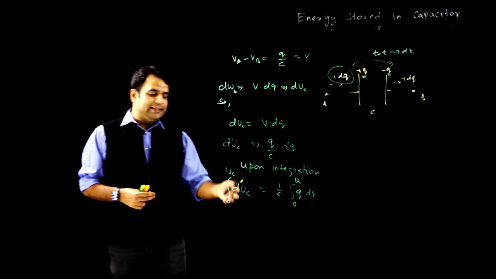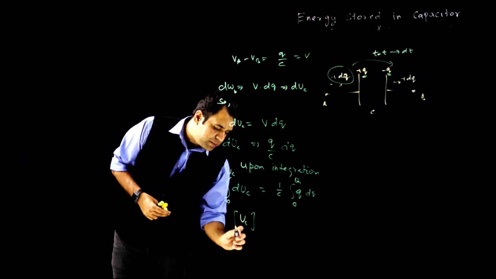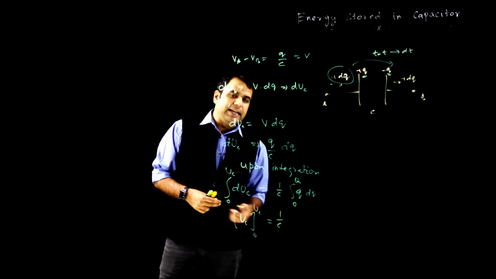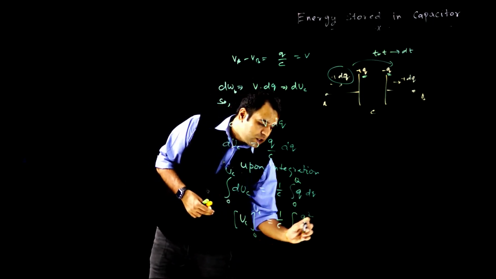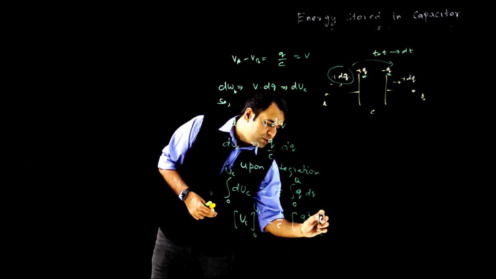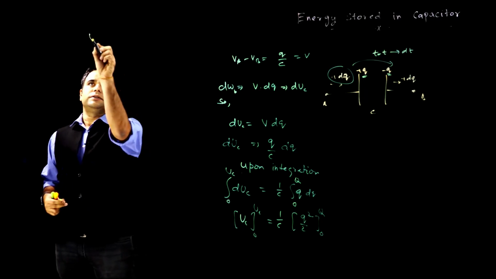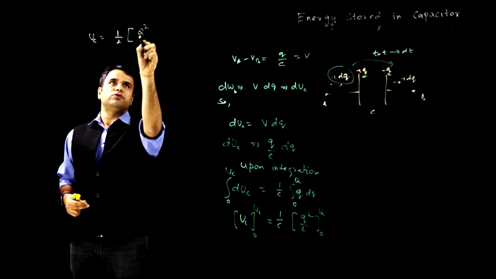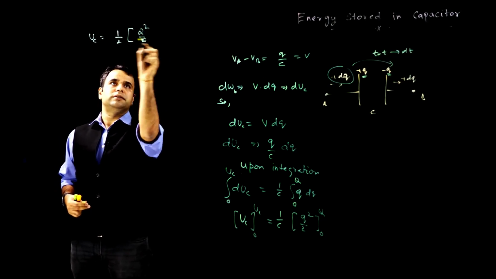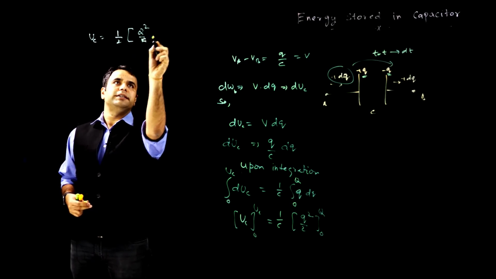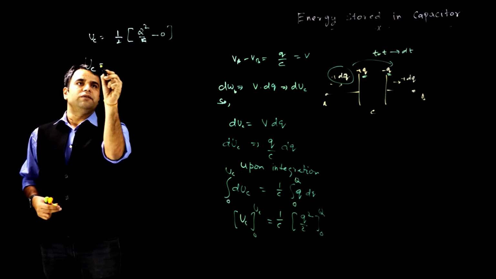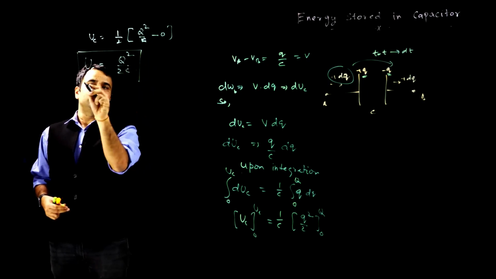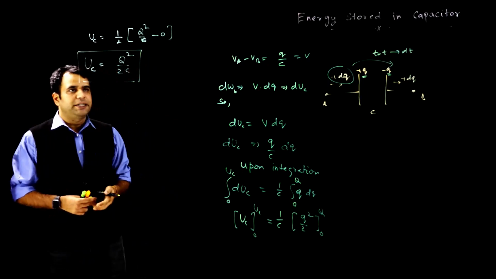So when we integrate this dU_C, the integration will be from 0 to maximum, and that will equal 1 upon C, integration of Q dq, which gives Q square upon 2, with limits from 0 to capital Q. We write the values, so U_C is equal to half Q square upon C minus 0, or you can say U_C will be equal to Q square upon 2C. This is the potential energy stored in the capacitor when the charge across the capacitor is Q.